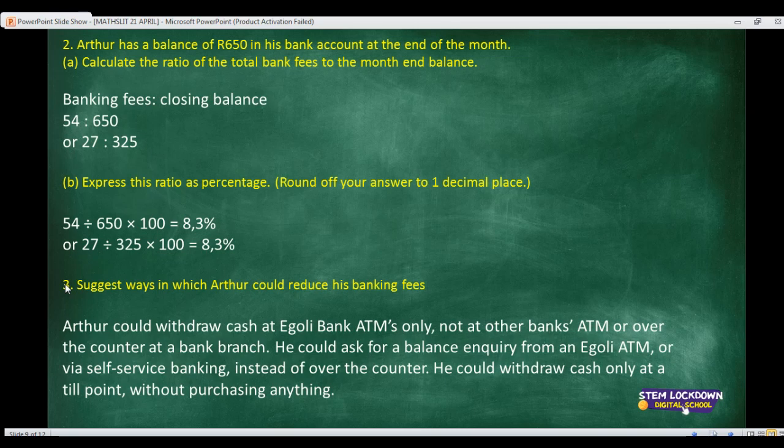Question 3, suggest ways in which Arthur could reduce his banking fees. So we know Arthur had banking fees of 54 rands. What can he do to reduce his banking fees? Arthur could withdraw cash at Egoli Bank ATMs only. Why? We've seen that in the information here. If he withdraws at other banks, it charges him more money.